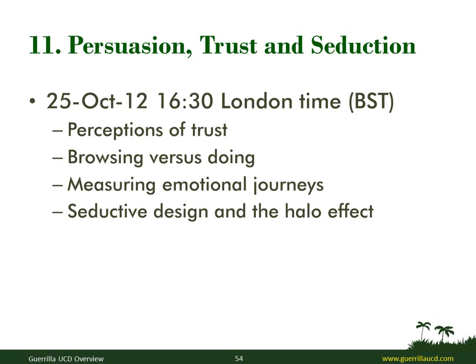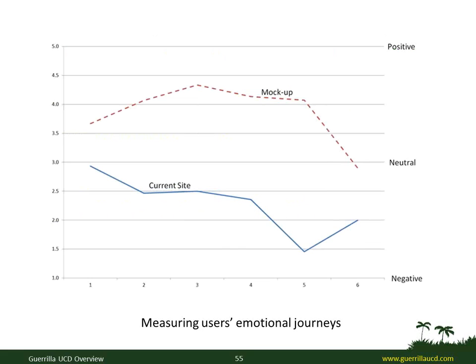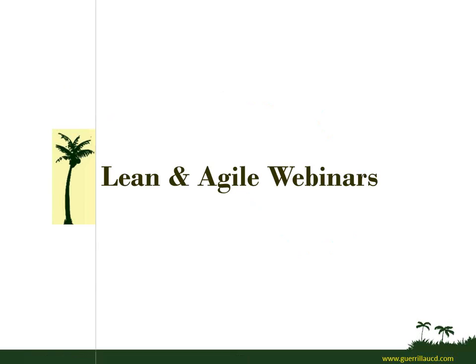Session 11, Persuasion, Trust, and Seduction. This is all about trying to get people to do things. A lot of it's based on e-commerce, but obviously there are many other places that persuasion and seduction are important, not to mention trust. And we'll look at that whole set of topics, and also some research that I did when I've been doing user research for customers on something called users' emotional journeys, and how that can be measured and the kind of results we get from that.